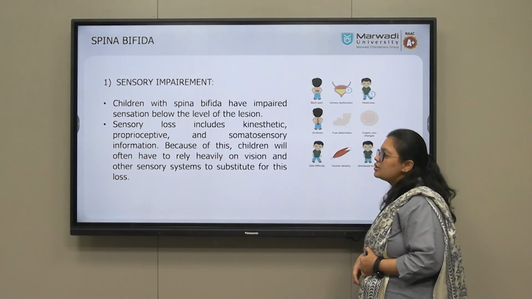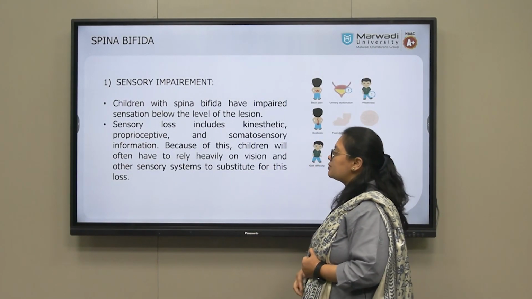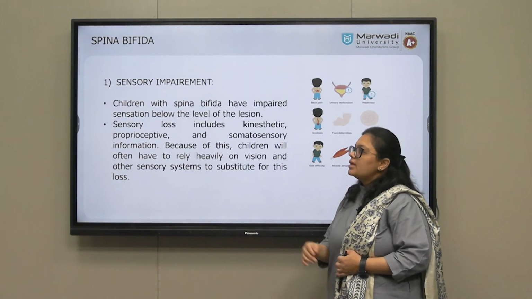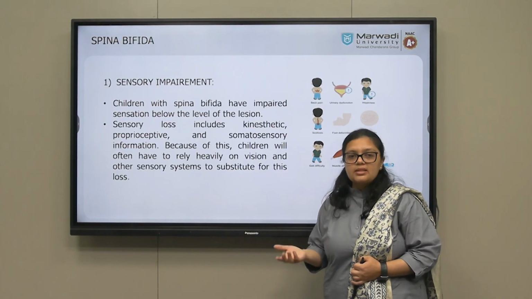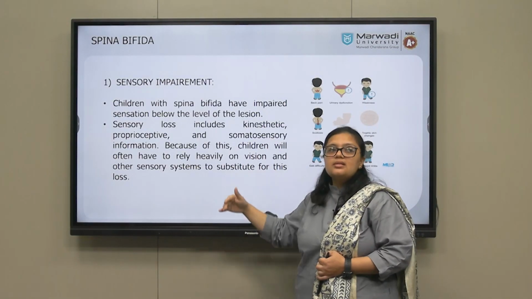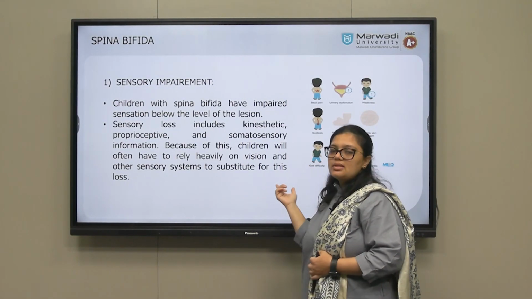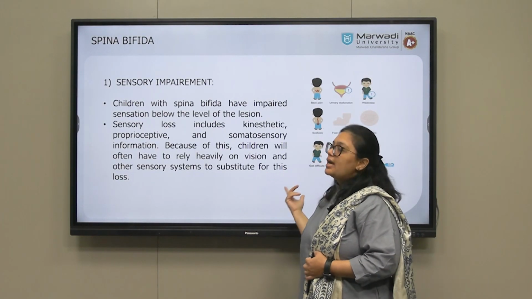So because of this, the children will often have to rely heavily on vision and other sensory systems to substitute for this loss, right? So what will happen? Now we know that when we have loss of sensation, how will we be able to balance, how will we be able to work in our day-to-day life? Then there are other sensory systems which will compensate for this loss of sensation. So what are those other sensory systems? We have the visual system, we have the auditory system, so that will also help to compensate.